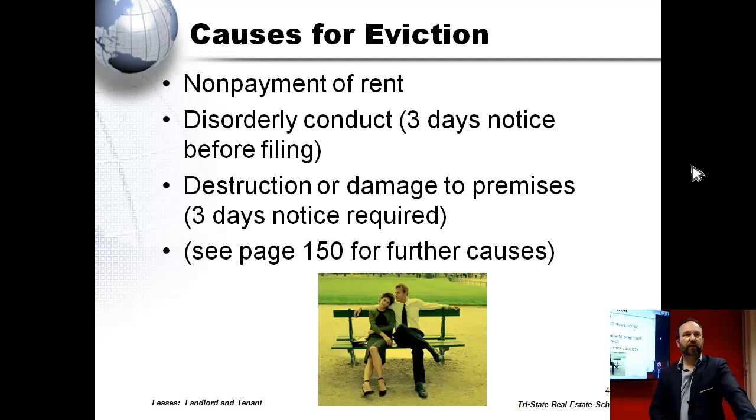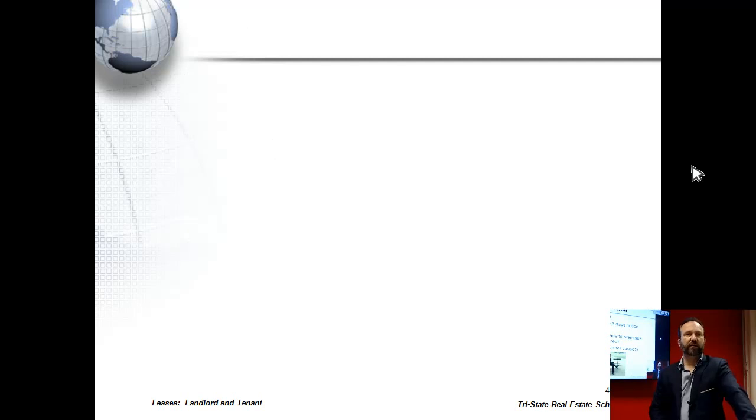Here's where we talk about the causes. Non-payment of rent is on the top of the list. Disorderly conduct requires three days notice before filing. Destruction of the premises also requires three days notice. You can see all that inside the handbook.